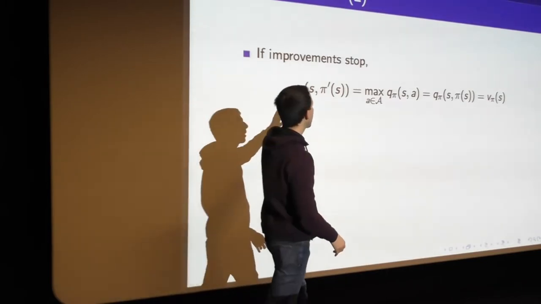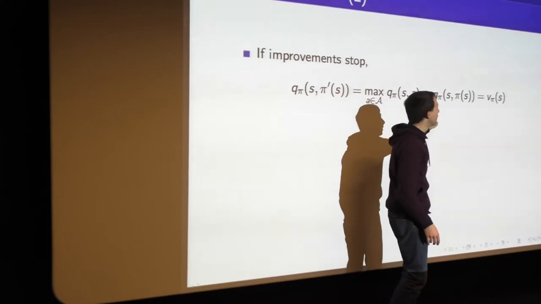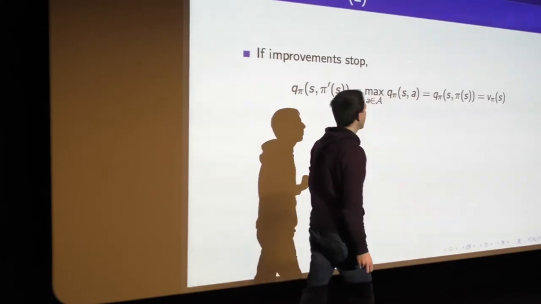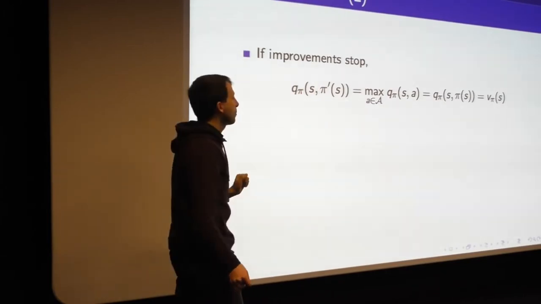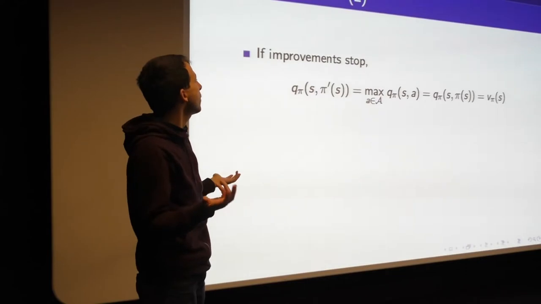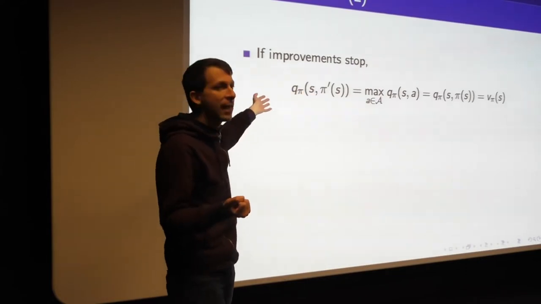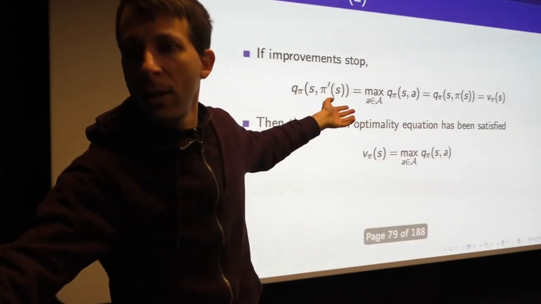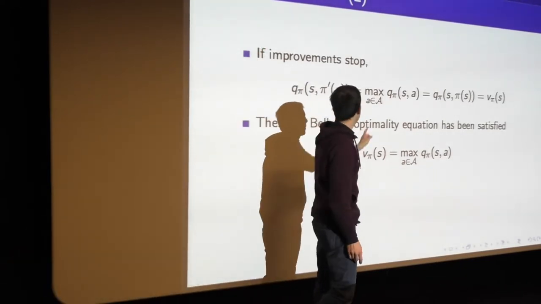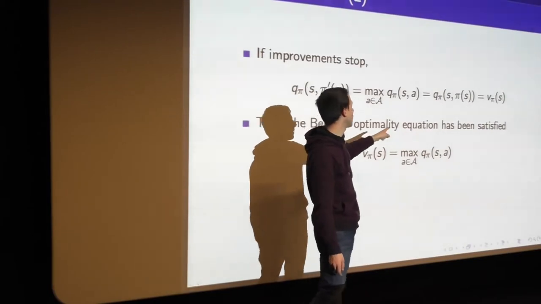So we're just going to plug in. It's the same equation we had before, but now we're going to plug in equality instead of this less than or equals. And we want to know, well, what do we know about this? The good news is that if improvement stopped, then we've just written out the Bellman equation. In other words, if this thing is satisfied, then we have satisfied the Bellman optimality equation.